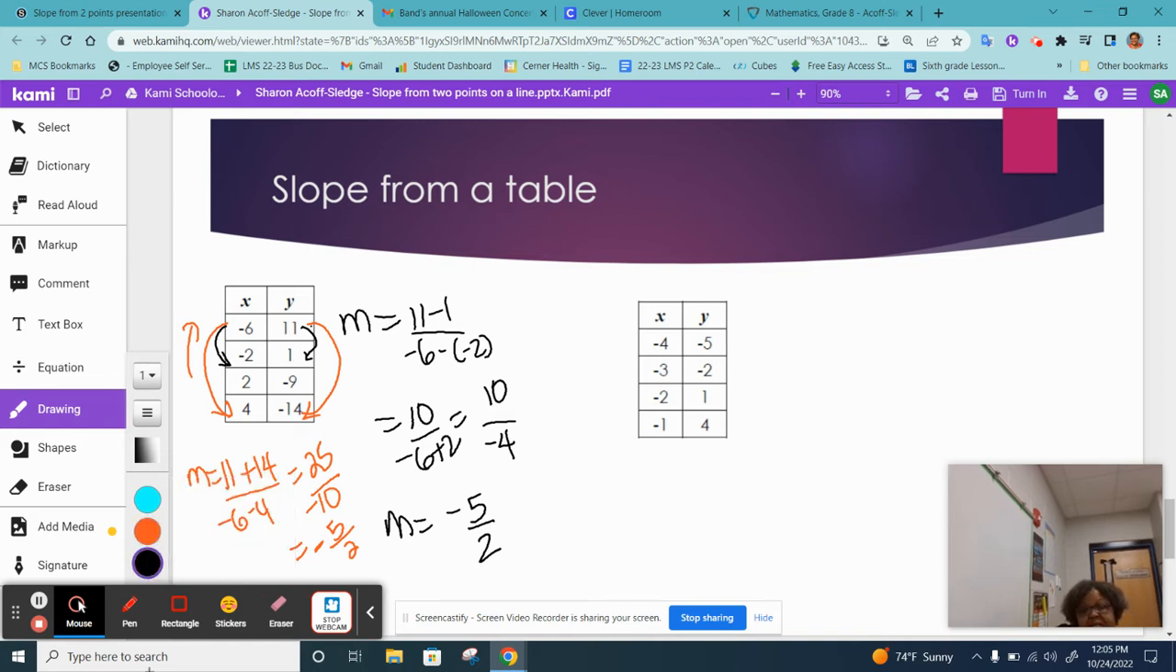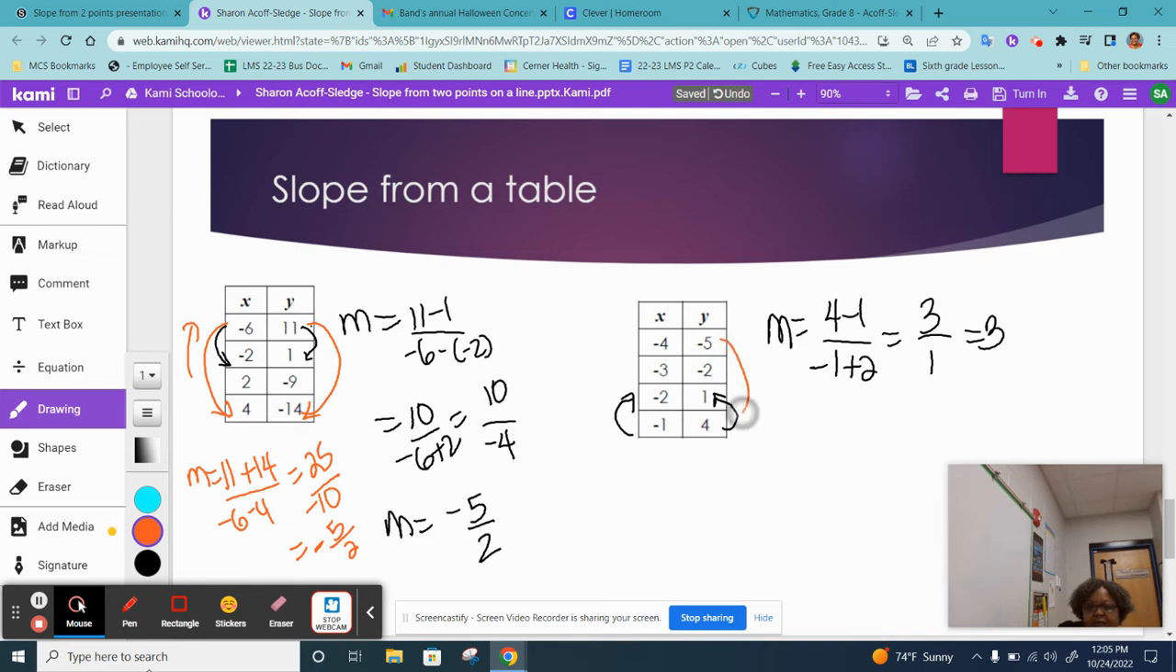So this one, I can go in this direction and this direction. So this one, I went that way. It doesn't matter, y'all, as long as you go in the same direction on both. So 4 minus 1 is going to be on the top because that's my y. And then negative 1 minus a negative 2 is a negative 1 plus 2. So this is 3 over a positive 1, and that's 3. Doesn't matter which points.